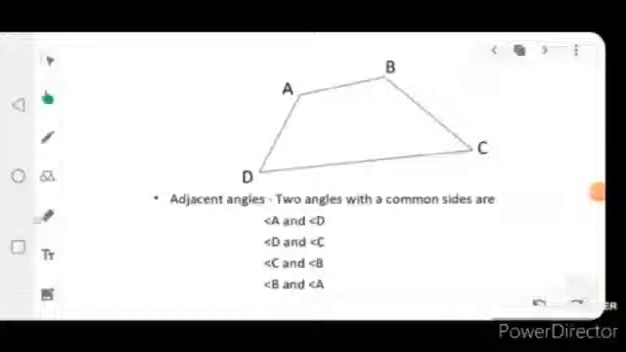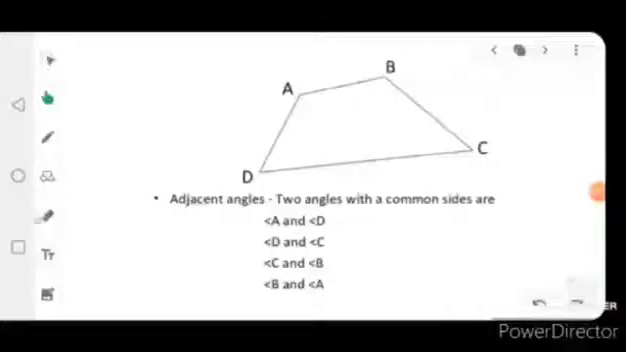Now the next example. We will take angle D, with arms AD and DC, and angle C. Angle C means arms DC and CB. So this arm DC is common in both D and C. That's why these two angles are adjacent angles. Means angle D and angle C are adjacent to each other. Now move towards another pair, angle C and angle B. Here students, this arm BC is common in both the angles. That's why these two angles are also adjacent angles of a quadrilateral.